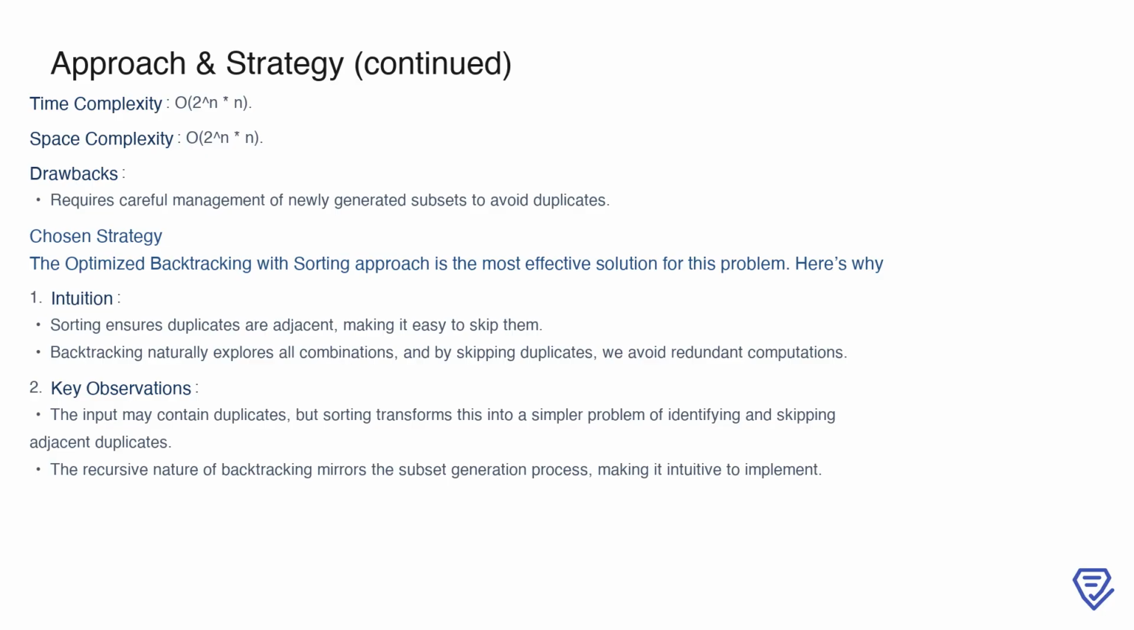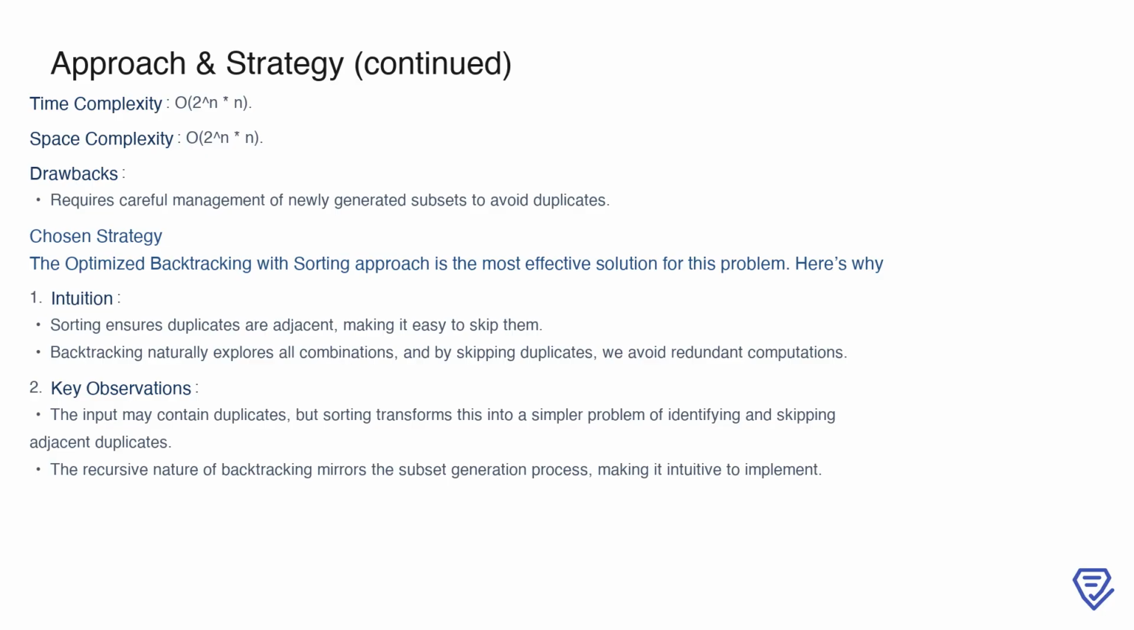Both the time and space complexity for this approach are 2 to the power of n times n, similar to the previous methods, but the additional complexity in managing subsets makes it less preferred. Given these considerations, the optimized backtracking approach with sorting stands out as the most effective strategy. Sorting simplifies the problem, as adjacent duplicates can be easily skipped, and backtracking offers a clean, recursive way to explore all subsets while avoiding unnecessary computations.